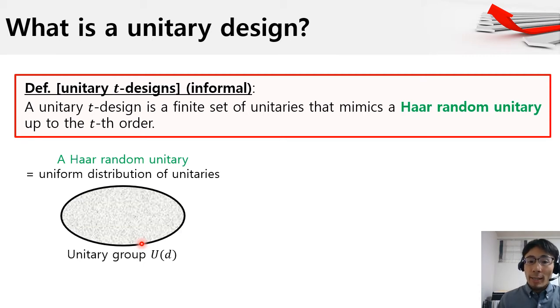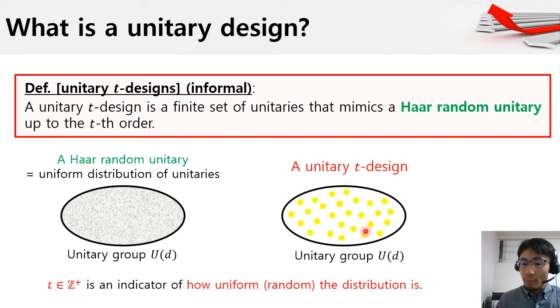Let's consider that we have n qubits and we are interested in the unitary operations acting on n qubits. So we have a unitary group of degree 2 to the n. And the Haar random unitary is just a uniform distribution over the whole unitary group. Here the unitary operators are distributed uniformly at random. If we pick up one unitary from this uniform distribution, it is called a Haar random unitary. And unitary T designs are approximations of a Haar random unitary by a finite set of unitaries.